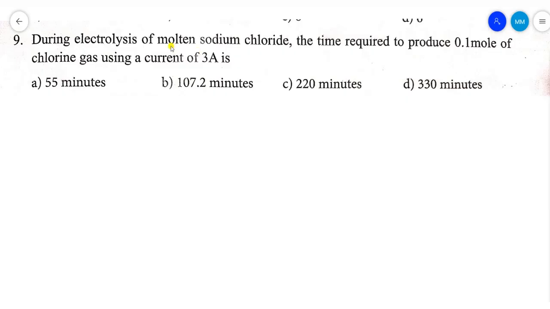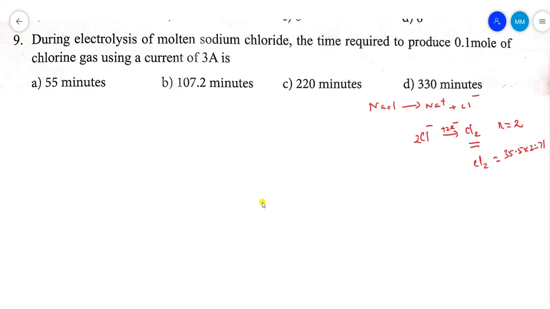Question number 9. During electrolysis of molten sodium chloride, the time required to produce 0.1 mole of chlorine gas using a current of 3 ampere is. In the sodium chloride decomposition, NaCl is dissociated into Na+ and Cl-. The Cl- is converted into chlorine gas. So 2Cl- minus 2 electrons gives the chlorine molecule. The number of electrons involved is 2. The atomic mass of chlorine is 35.5, so for 2 chlorine, 35.5 into 2 is equal to 71. So this is the molecular mass.